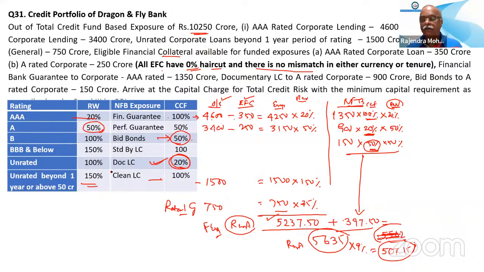Clear? Sir, collateral should be deducted from that outstanding amount, sir. Because here eligible financial collateral has been given where no adjustment has to be made because there is 0% haircut and there is no currency mismatch or tenor mismatch. So full amount we have to take. Since these are eligible financial collateral, it will be reduced from the outstanding balance to calculate the capital. Okay.